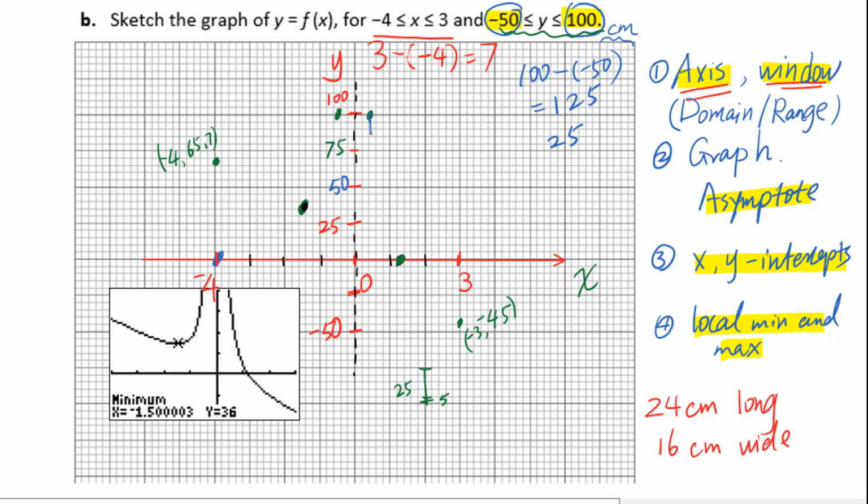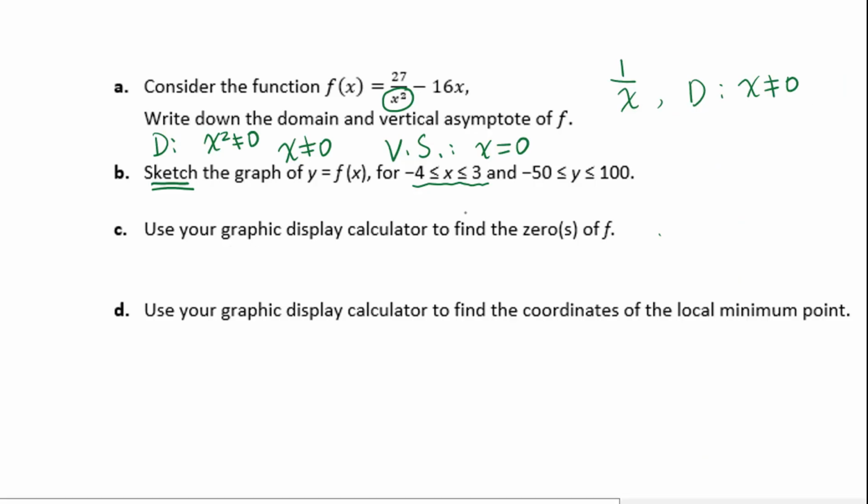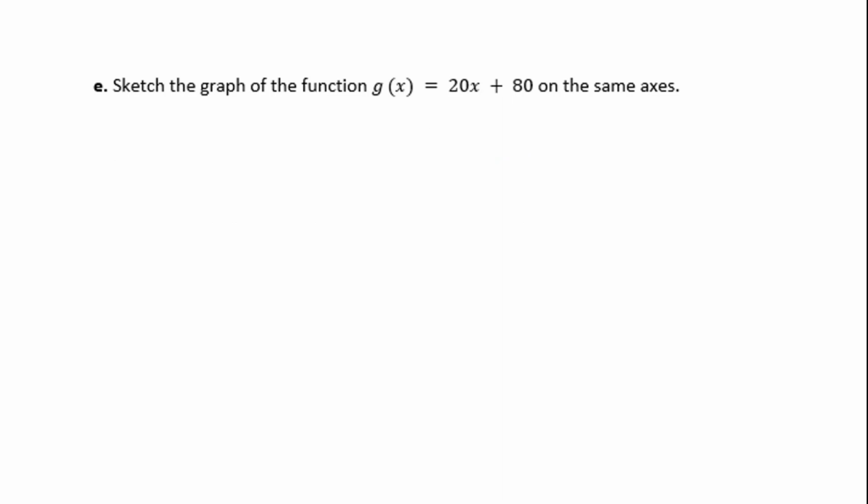The pattern is over there. So we will sketch the graph like this. Then for this part, sketch the graph like this. Then for C, they ask you what the zeros are. We know that is 1.190. Then for D, find the local minimum points. That is negative 1.536.